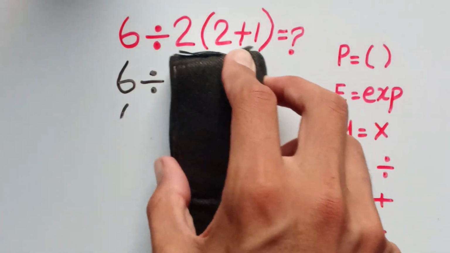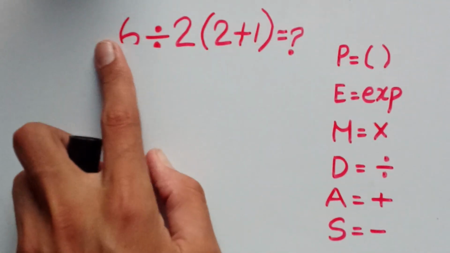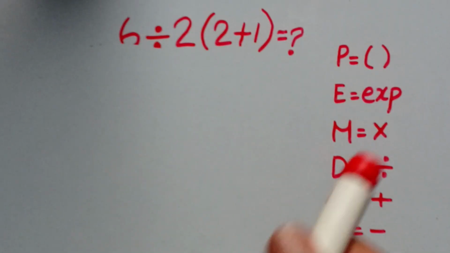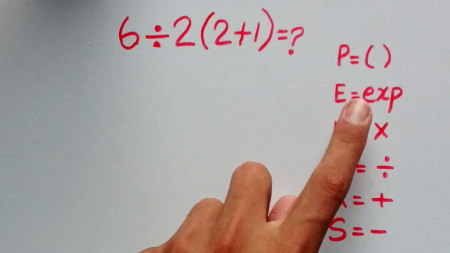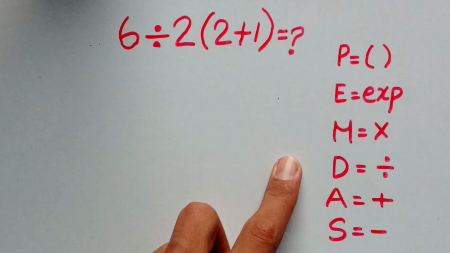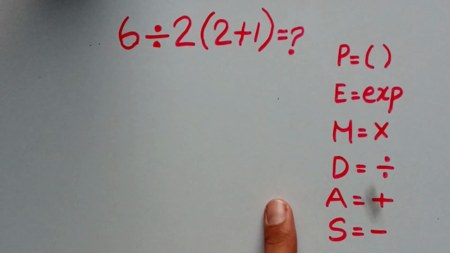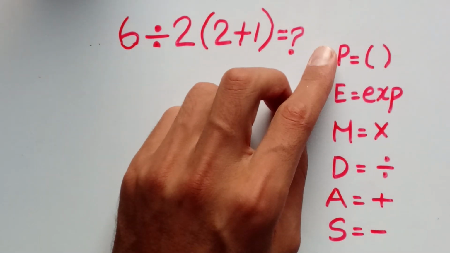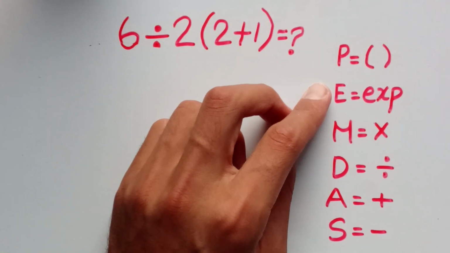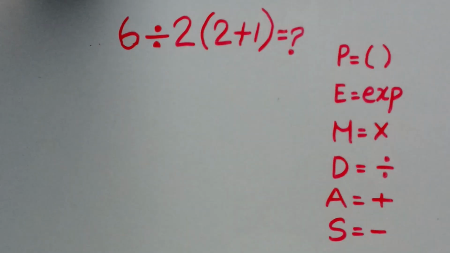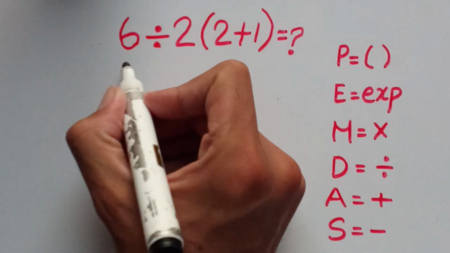Now I am going to solve this question by the correct method. So guys, according to the rule of PEMDAS, where P stands for parentheses, E for exponent, M for multiplication, D for division, A and S stand for addition and subtraction. According to this rule, firstly we solve parentheses because parentheses have higher priority than other operations. So firstly we solve parentheses.